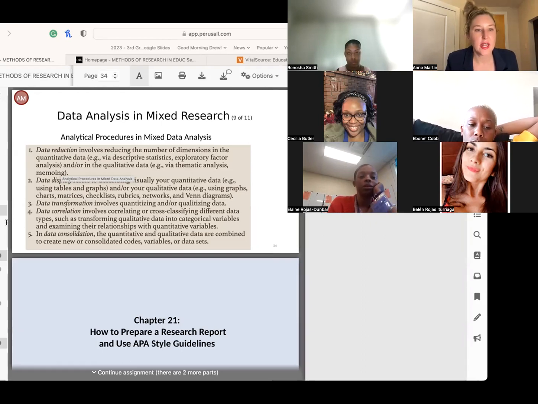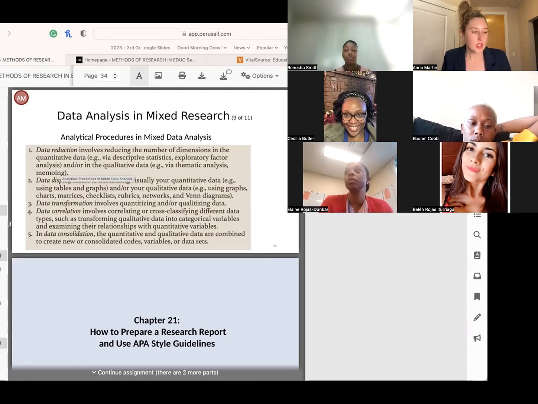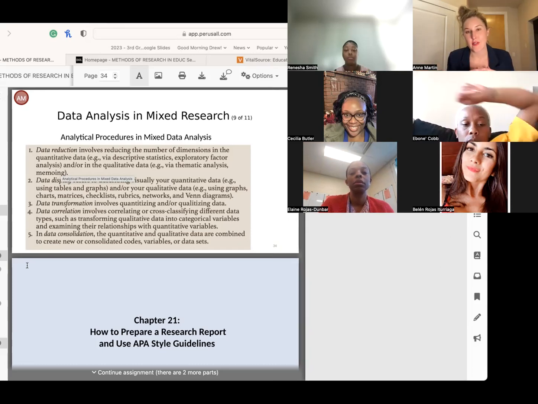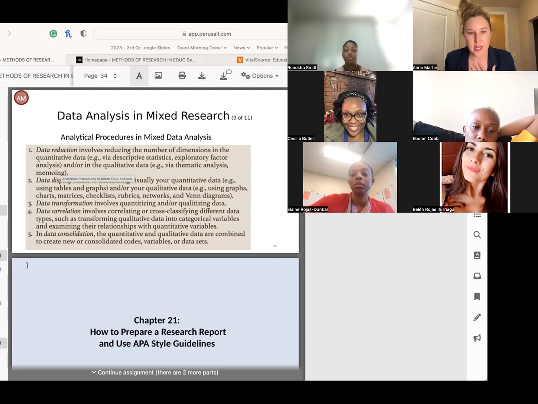Data correlation is an example of transforming qualitative data into quantitative, or vice versa, to find the relationship. You can even do data correlation with the quantitative data, how that correlates to the qualitative data. And then data consolidation, you're creating new variables, combining it together to make a new data set that's then analyzed.